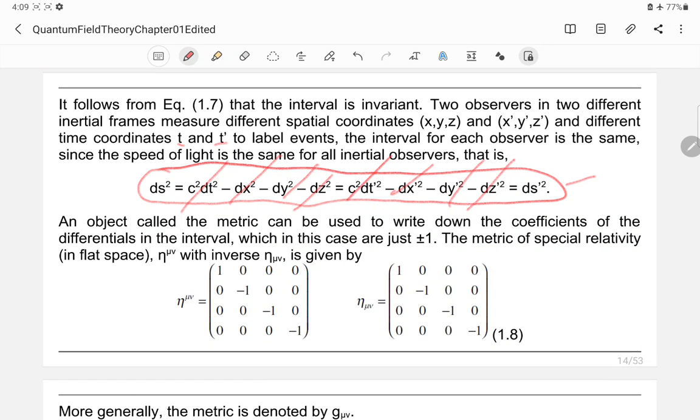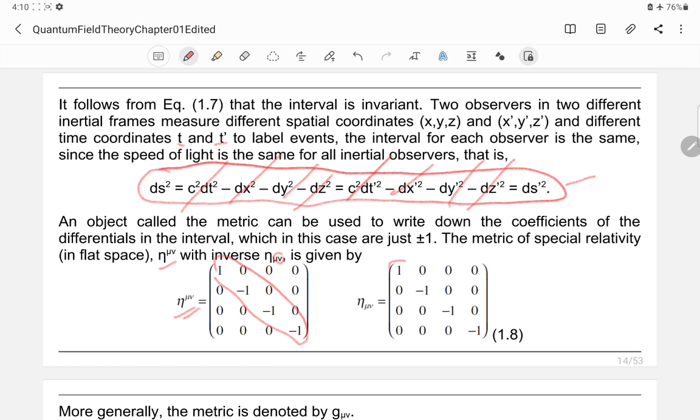An object called the metric can be used to write down the coefficients of the differentials in the interval. In this case, for a flat space, there are just 1 and negative ones. The metric of special relativity in flat space is eta mu nu, with inverse of eta mu nu, but this time it is in the subscript. So here you have 1, negative 1, negative 1, negative 1 in the diagonal, and the rest are 0.